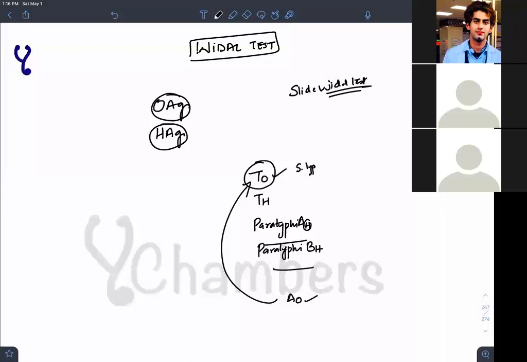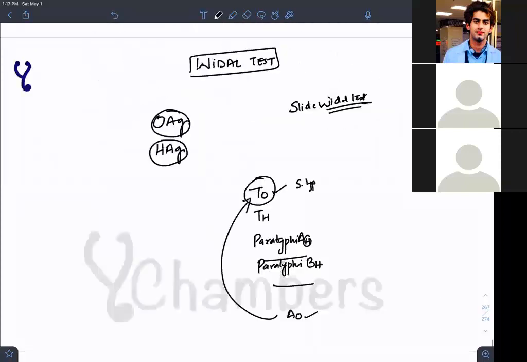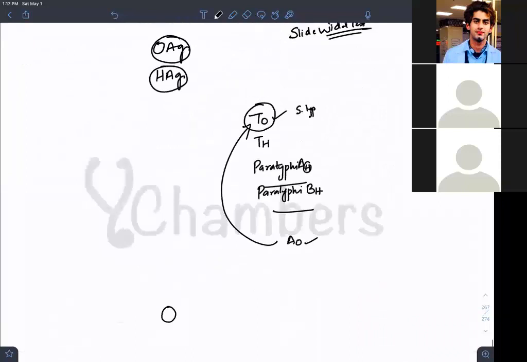Now see, H antigen of what can you use in the Vidal test? You can use H antigen of S typhi, H antigen of paratyphi A, and H antigen of S paratyphi B. So let me write for you. In the Vidal test, for O antigen, you are using the O antigen of S typhi. Sir, why are we not using the O antigens of paratyphi A and paratyphi B?